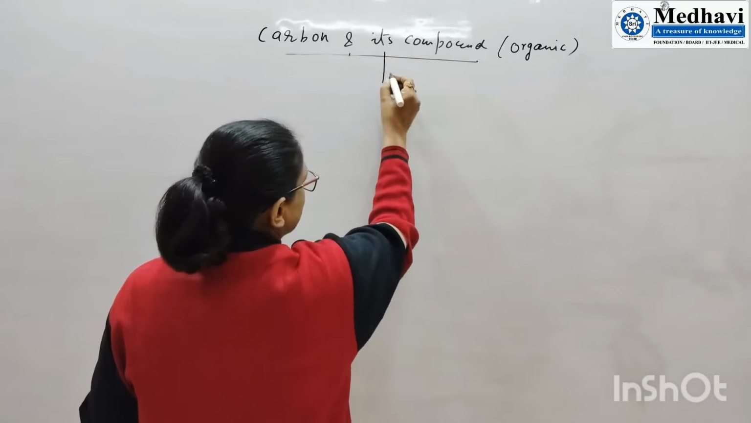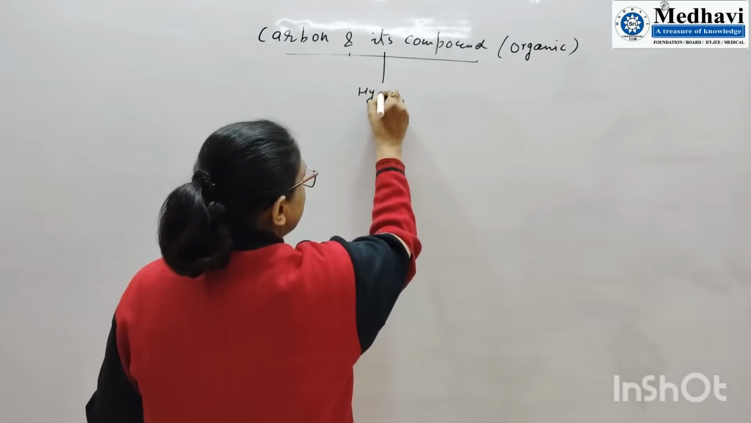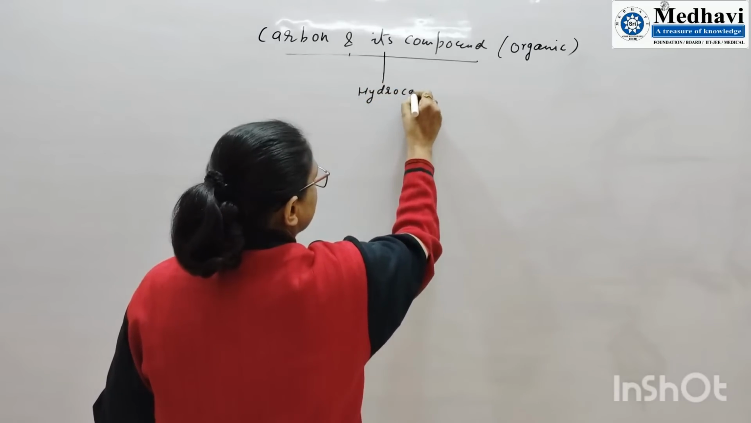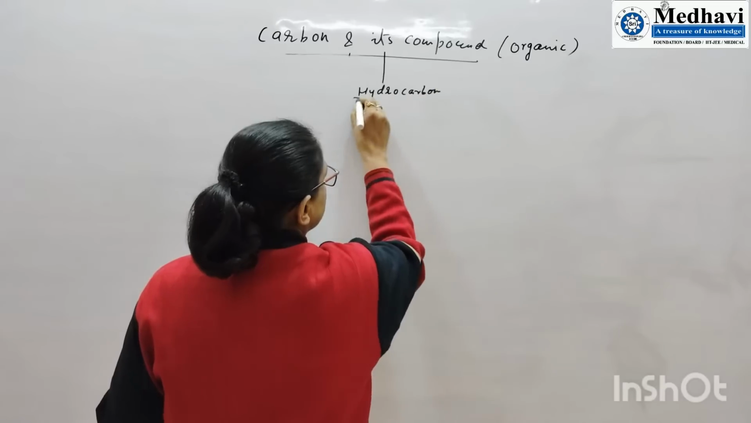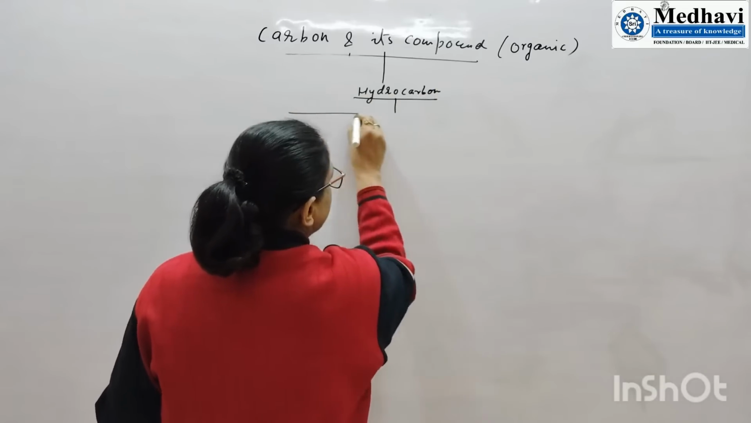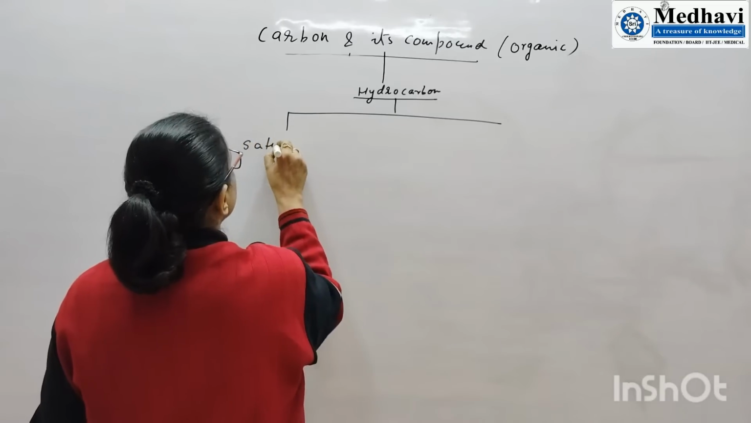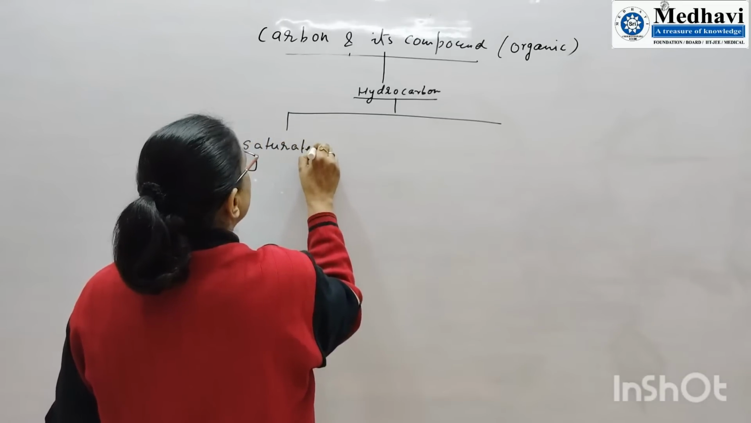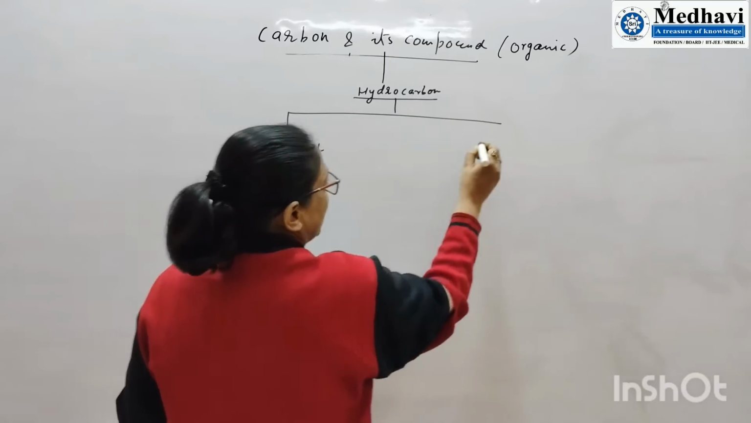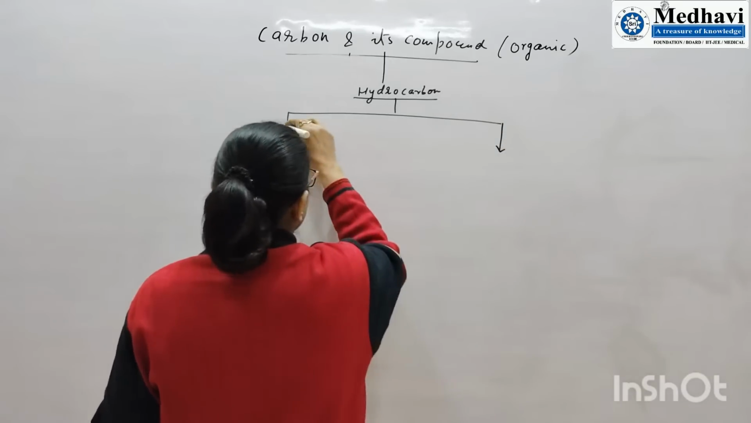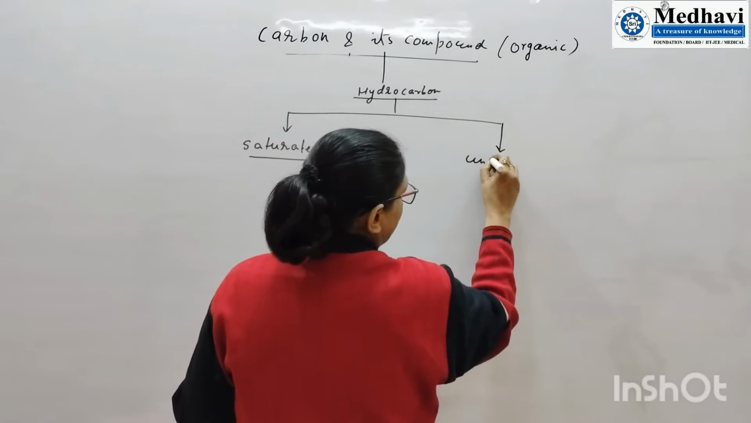So we can say carbon and its compounds. What are we going to study? We are going to study about hydrocarbons. There are two different types of hydrocarbon. One is called saturated hydrocarbon and another is called unsaturated hydrocarbon.